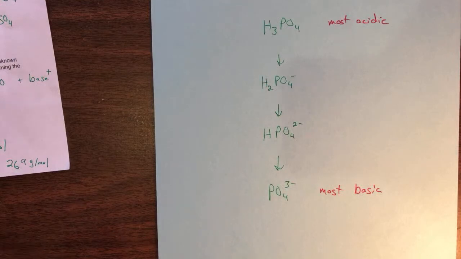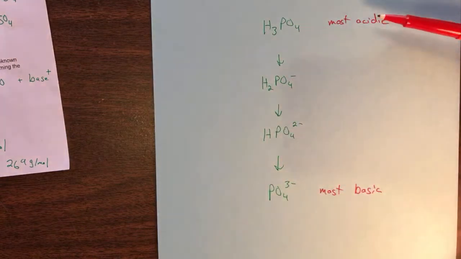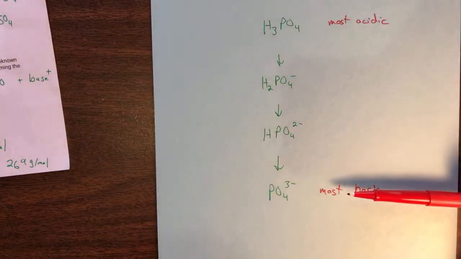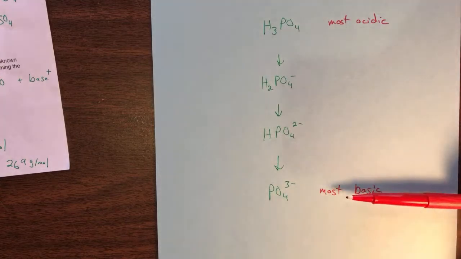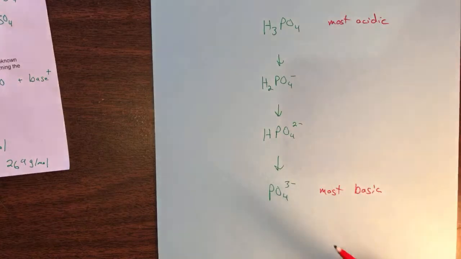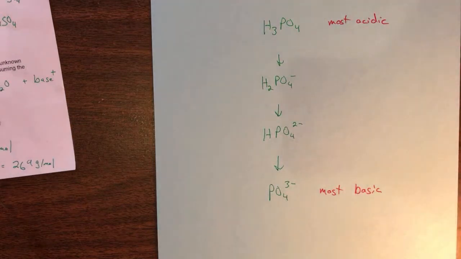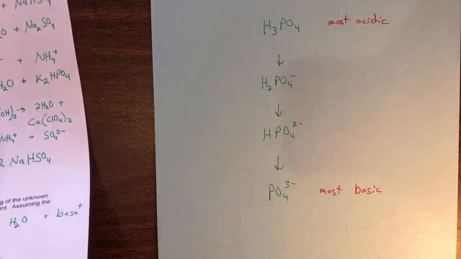All right? And if you add strong acid or base, you can always get this thing to move one direction or the other. So if we add strong base to this, we can get it to go all the way down here. If we add strong acid to this, we can get it to go all the way up here. Okay? And so it's all in equilibrium. It's all back and forth. You can always go one direction or the other.